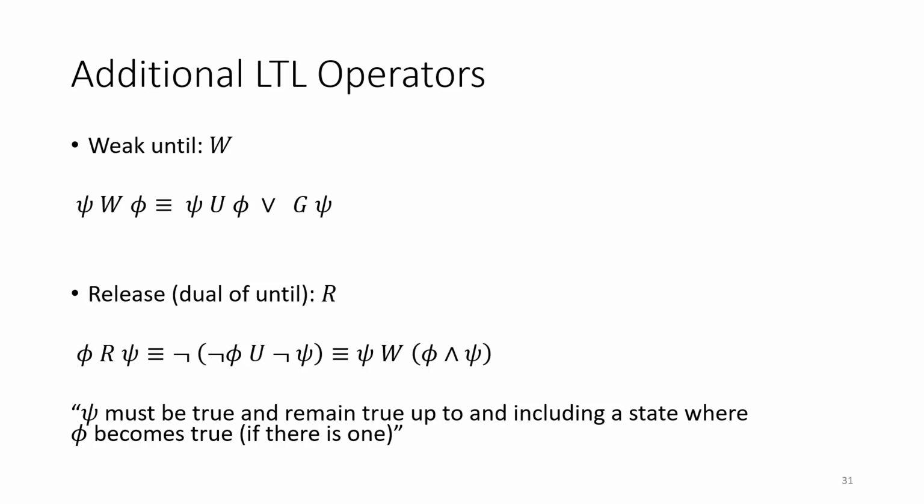So this means that psi will hold. Now it's the right side of the release operator. Psi will hold, and at some point in the future, phi might join psi to also hold in a state, and then we don't care what happens afterwards. Or if it doesn't happen like that, then we need to make sure that psi remains true forever. Okay.